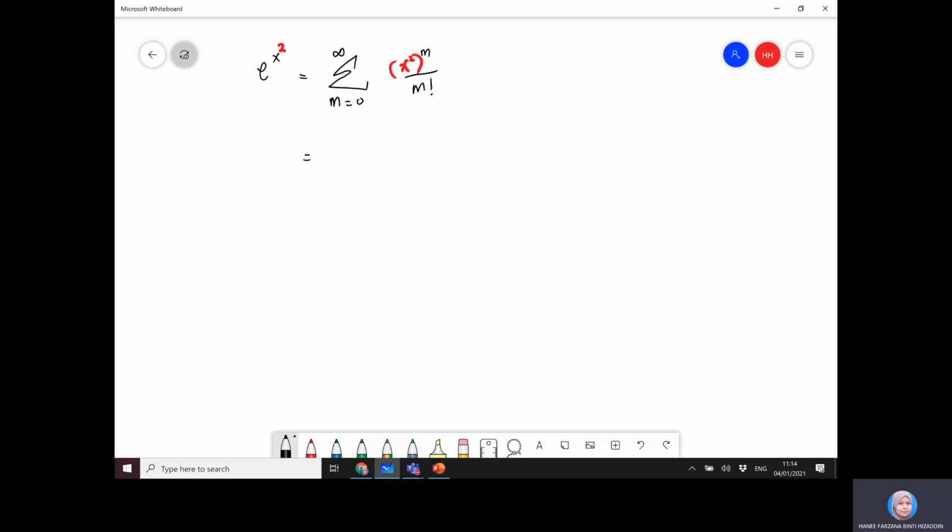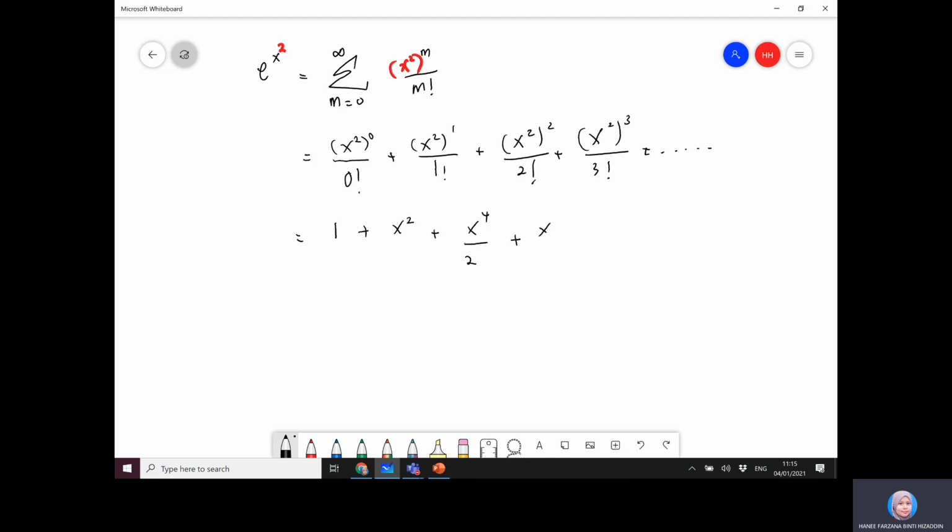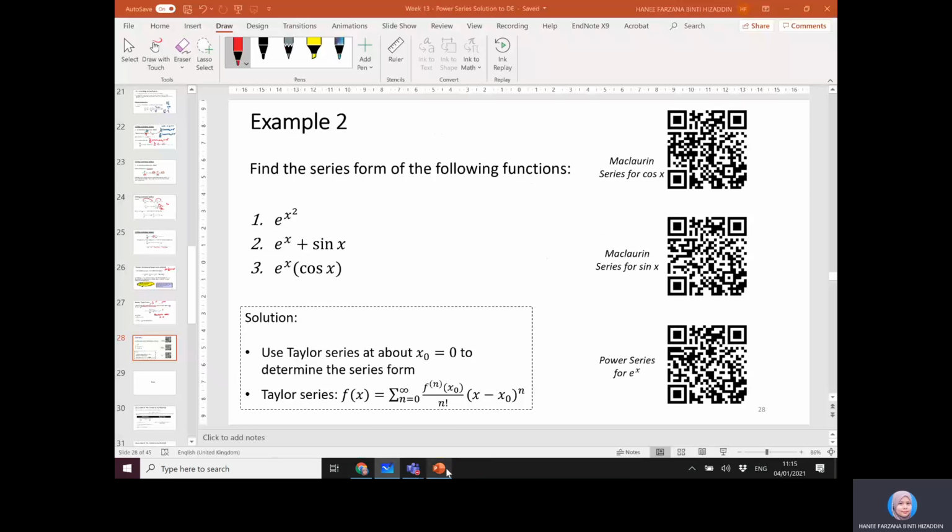So when you expand this from m equals 0, you get x squared to the power of 0 over 0 factorial, plus x squared to the power of 1 over 1 factorial, plus x squared to the power of 2 over 2 factorial. I'm going to stop at 3. You can go on if you want, and so on and so on. So here you get 1 plus x squared plus x to the 4 over 2 plus x to the 6 over 6, and so on if you like. So this is the series form of the function e to the x squared.